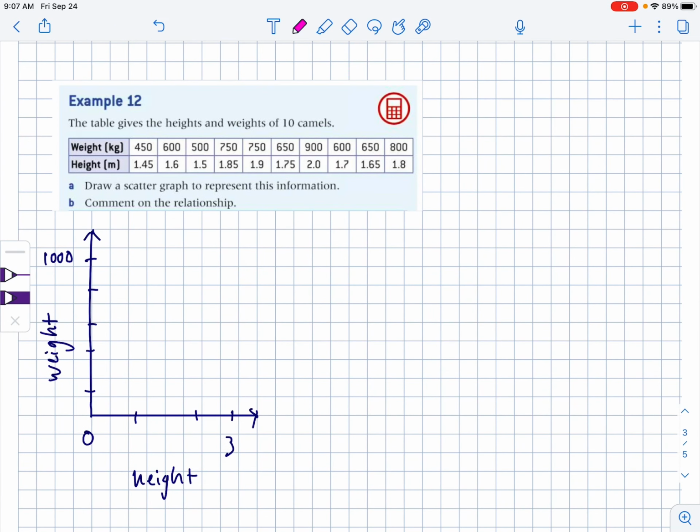So, our first example, the table gives heights and weights of 10 camels. Wow, classic math problem. I posted a video before this about how to make a scatter plot on your TI. If you draw a scatter plot, it looks something like this. So comment on the relationship. I would say they look pretty tight. So I'm going to say this appears to be a strong, positive relationship.